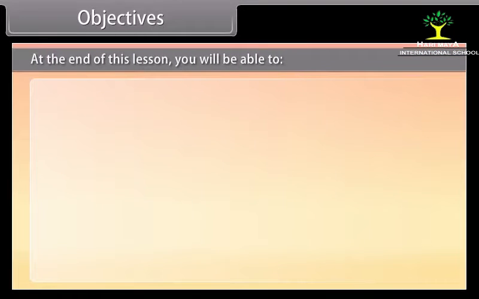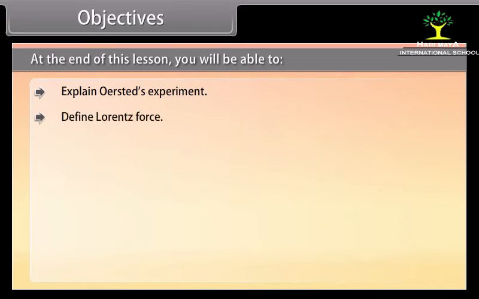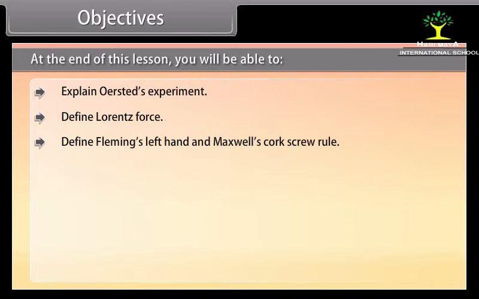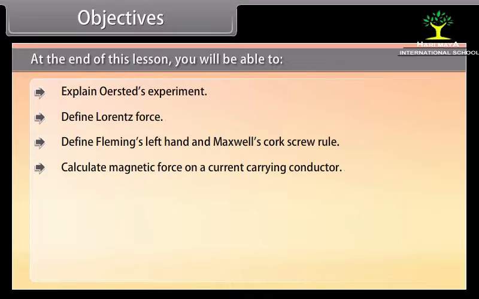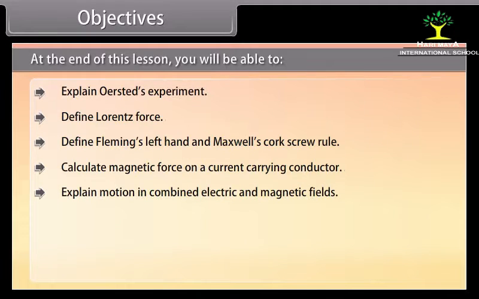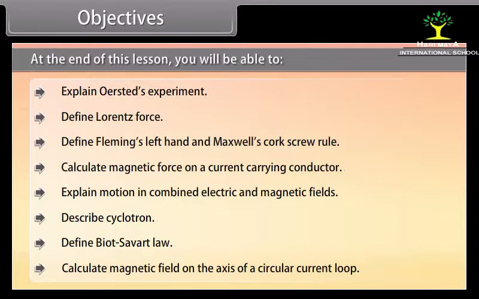Objectives. At the end of this lesson, you will be able to explain Oersted's experiment, define Lorentz force, define Fleming's left hand and Maxwell's corkscrew rule, calculate magnetic force on a current-carrying conductor, explain motion in combined electric and magnetic fields, describe the cyclotron, define the Biot-Savart law, and calculate magnetic field on the axis of a circular current loop.